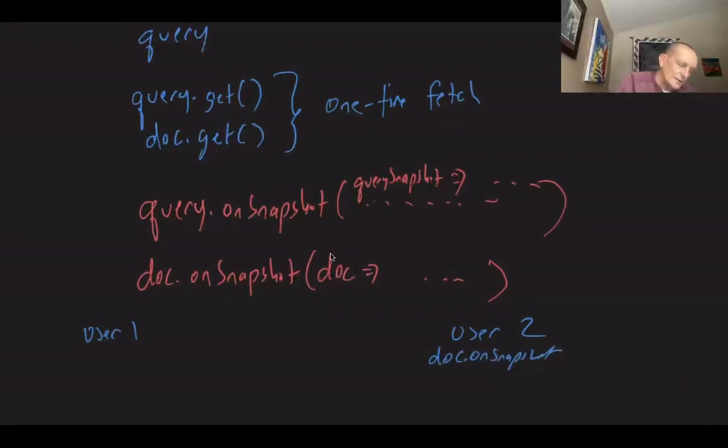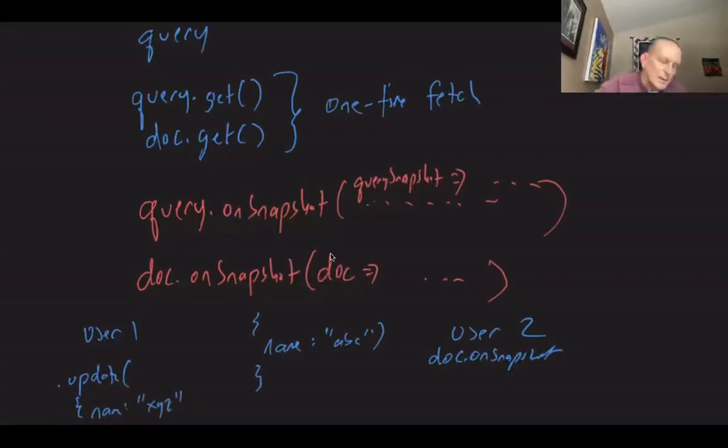And our data in this document is, let's say, just a single piece of data, which is a name. And the name is ABC. Okay. So user two's listener is going to get called with this particular document that has the name ABC. Now, if user one does a dot update on that document and changes the name to XYZ, then user two's listener is going to get called again.